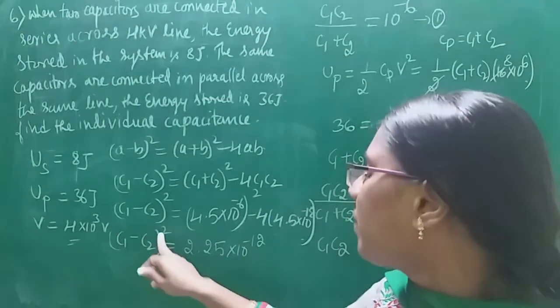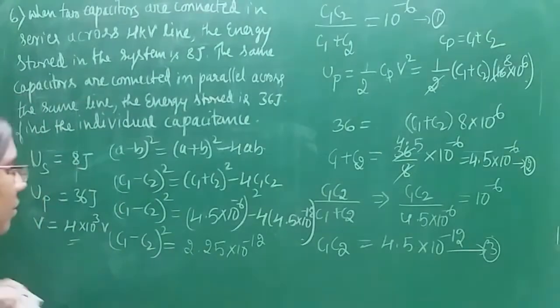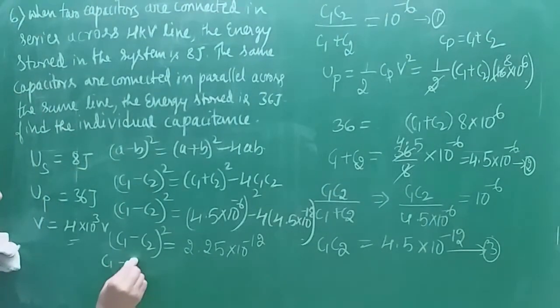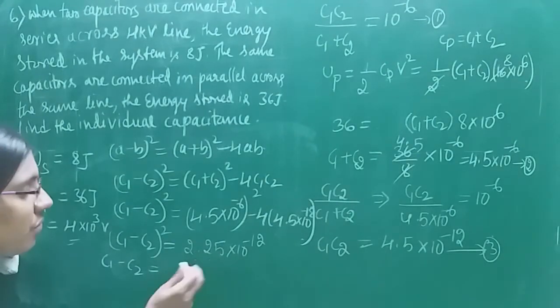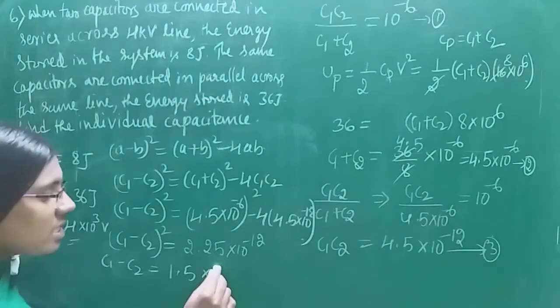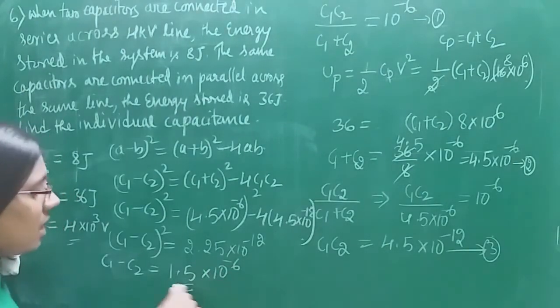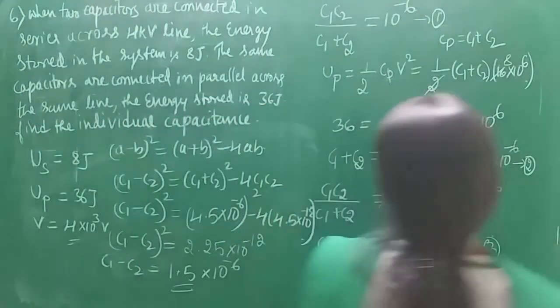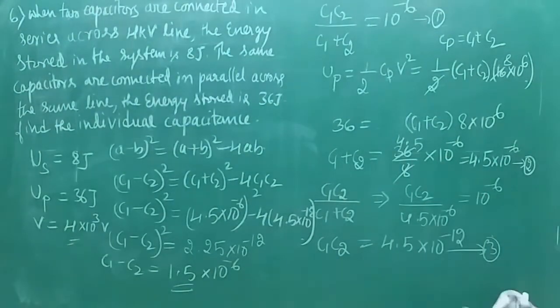Okay, now take the square to this side, so it becomes square root. The square root of 2.25, see, square root of 225 is 15, so the square root of 2.25 is 1.5, and the square root of 10 power minus 12 is 10 to the power of minus 6. Okay, so now we have the C1 plus C2 value and the C1 minus C2 value.